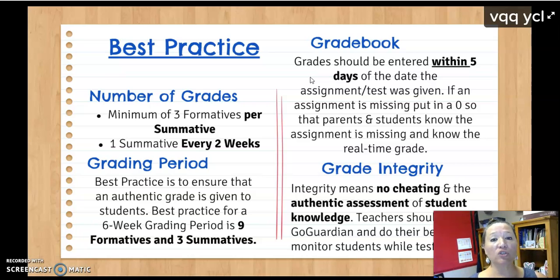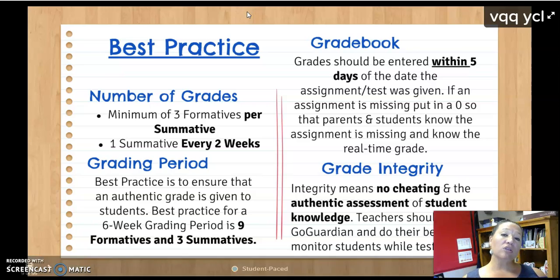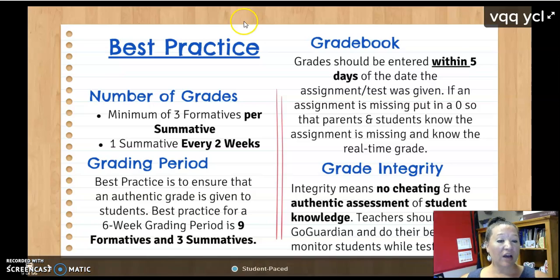It is really hard for students to understand where they are, and parents also. We get this complaint all the time. It's hard for them to know how a student is progressing in a class if the grades aren't in the gradebook. So hopefully, even if a grade isn't in the gradebook, by this time you have given them feedback and input so that they can improve. But you need to make sure that you are giving that quick, real-time feedback, and that you're putting those grades in so students can monitor their progress. So make sure you're getting those grades in within the 5 days.